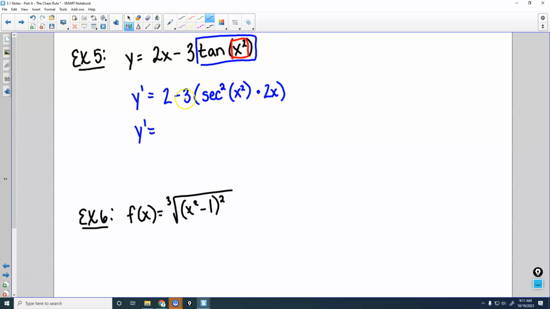So can I do 2 minus 3 is negative 1? No. It feels like you should do 2 minus 3 is negative 1 because there it sits and it looks so easy to do, right? 3 is multiplied by all this other stuff right here. It's not like terms. So that 2 is separate. All of this stuff over here can be combined because everything's multiplied together there. So you can multiply this 3 times this 2x over here and get 6x secant squared of x squared. And that's about all you can do on that.